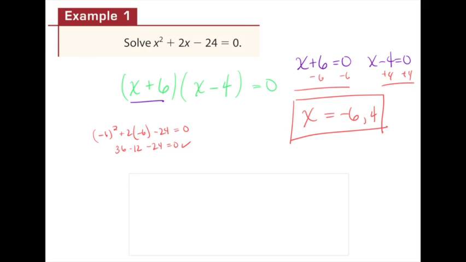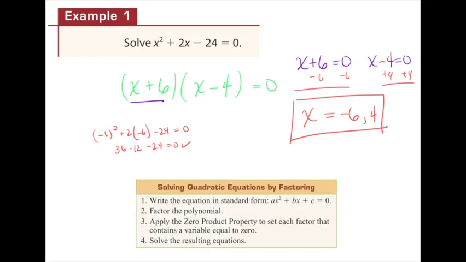It gives you a list of how do you do this. The first thing is you want to make sure it's in standard form. Squared, then the x, then the constant. You also have to make sure that it is equal to 0.